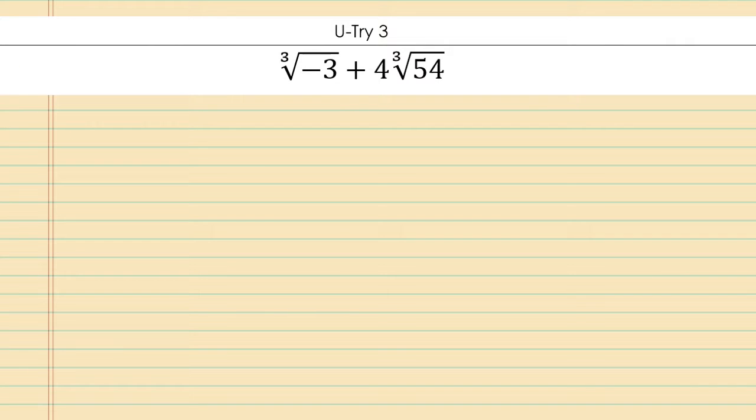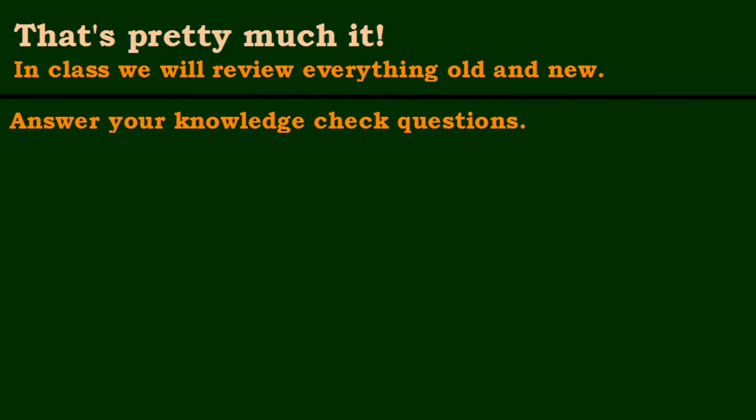Here's your U-try. Try to match the insides of the cube roots so we can add them. That's pretty much it. In the class, we will look into each type with a little bit more detail.